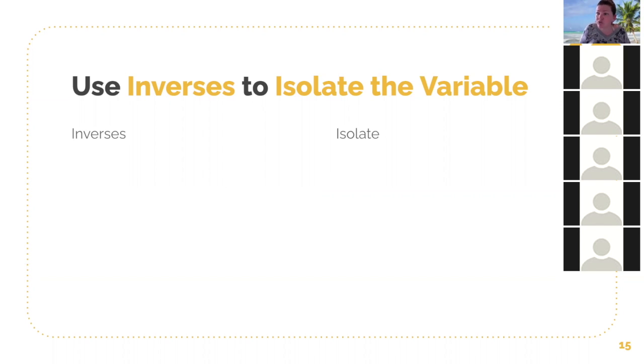Does anybody know what the word inverse means? Backwards. Oh, I love it. Backwards. An inverse is a mathematical opposite. It's moving backwards. So when I talk about an inverse, I'm talking about the opposite operation. So you are not going to be able to do inverses unless you know your opposite operations.